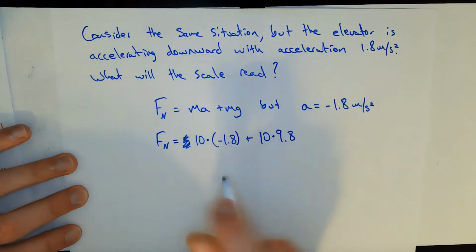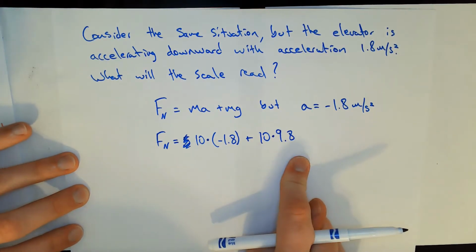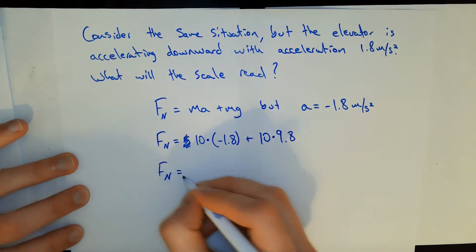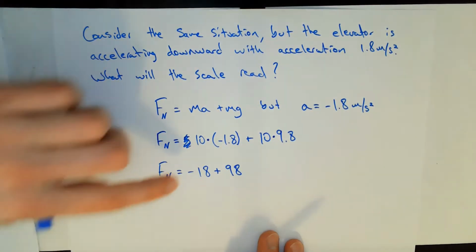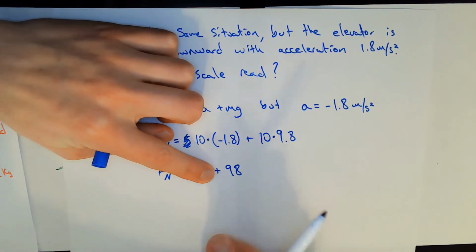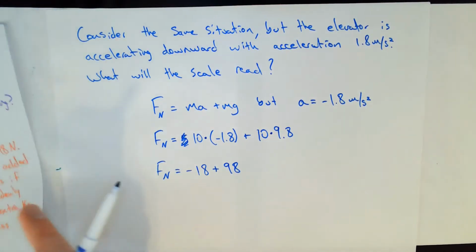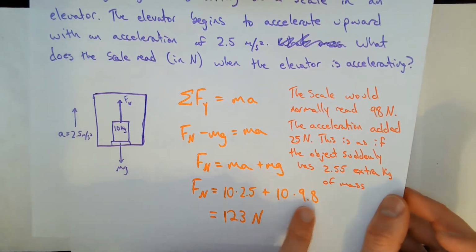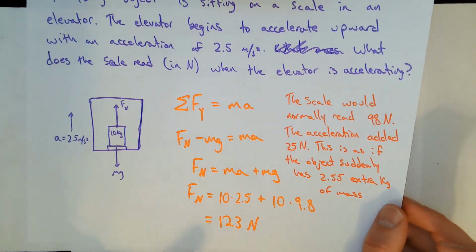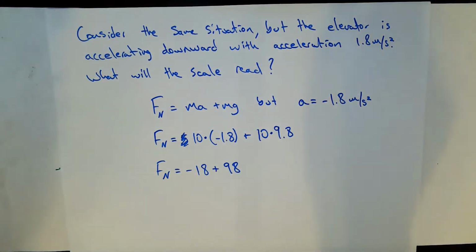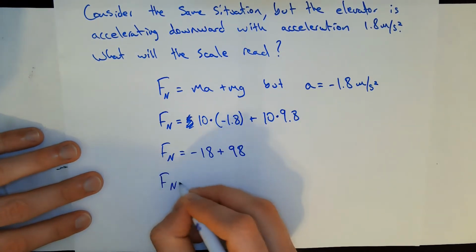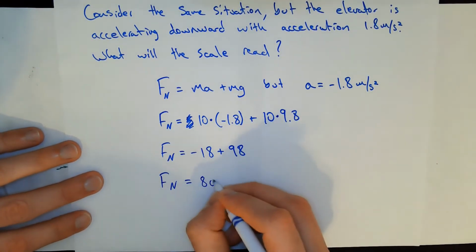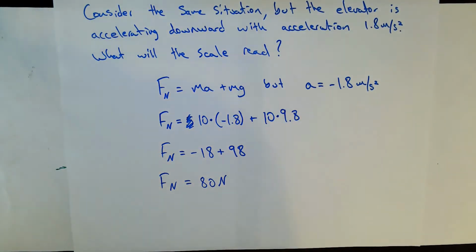Essentially what ends up happening is this part gets subtracted from my original 98 newtons. So I have F sub n equals negative 18 plus 98. Remember, this 98 is what it would read with zero acceleration. Back here, I was adding onto that because the elevator was accelerating up. And now I'm going down, so I expect it to be removed from that value, and I'm getting 80 newtons. So it reads less.